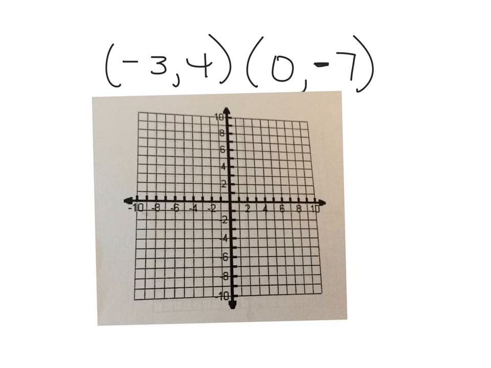Alright, so I'm going to plot the points negative 3, 4. So I'm going to start at the origin. I'm going to go left 3 and I'm going to go up 4. So here's my first point. And my second point, 0, negative 7, means I start at the origin and I go down to negative 7. So they're not straight from each other. They are a diagonal. So I'm going to draw my diagonal. This one's a little harder because it's a steep triangle.